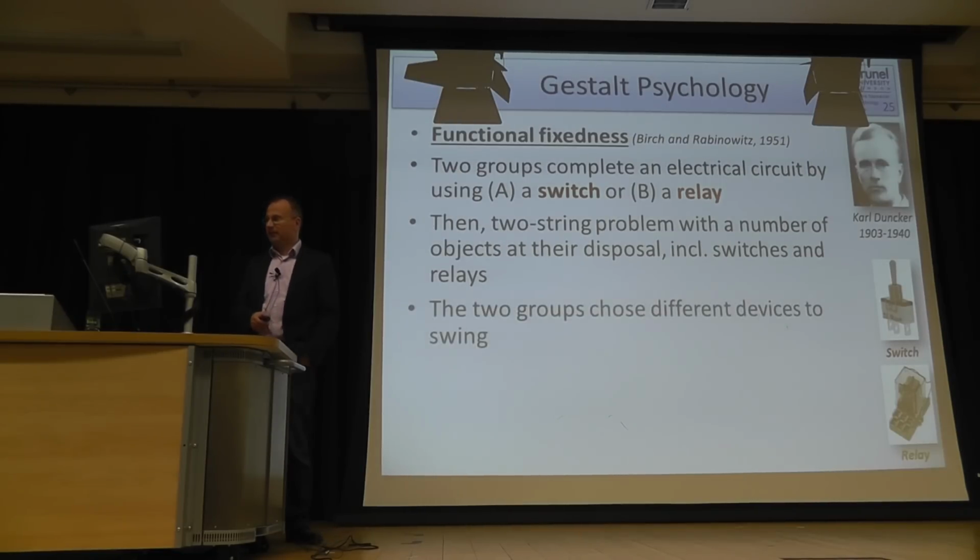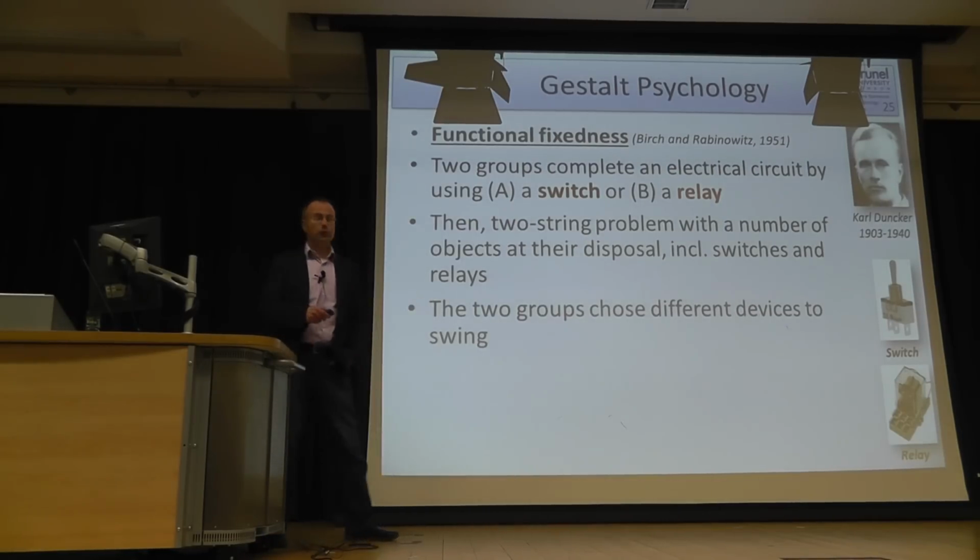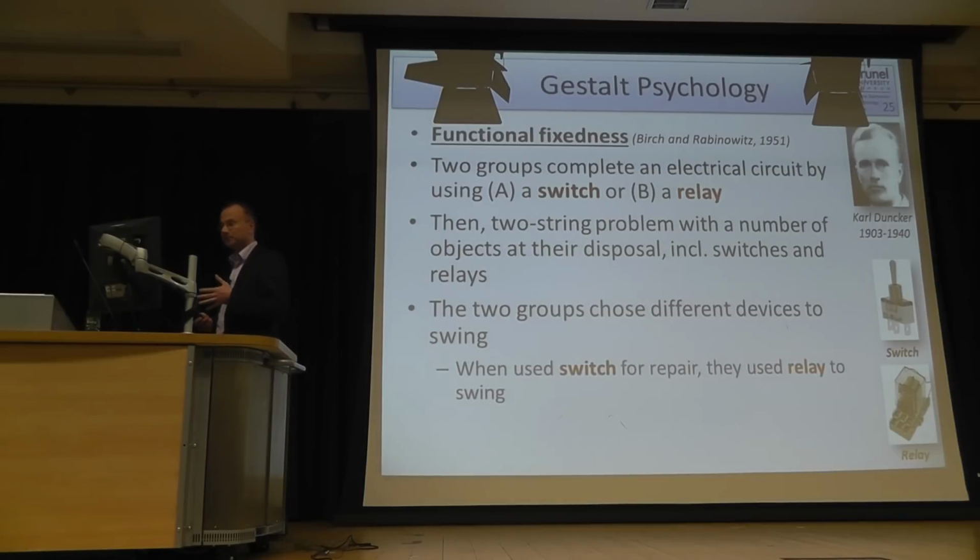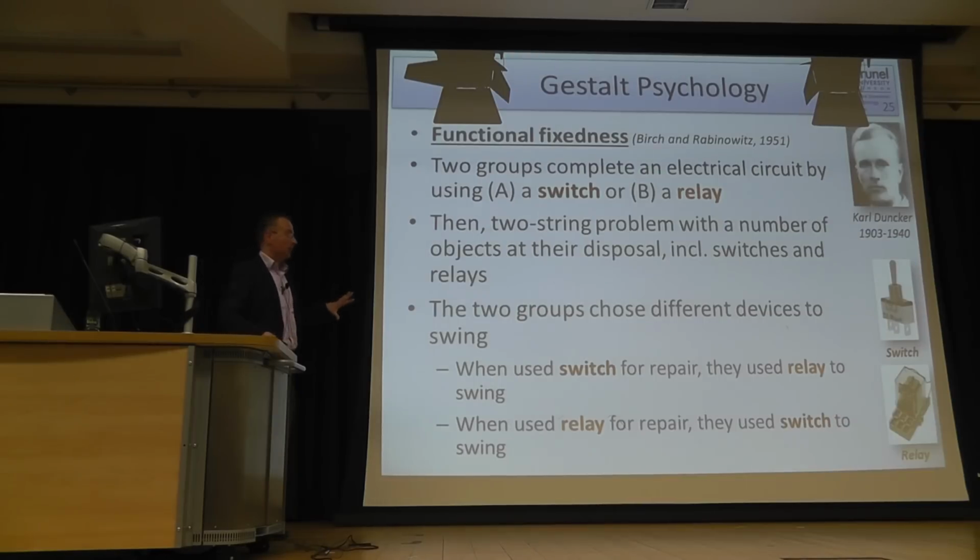Now, the interesting finding was that the two groups chose different devices to swing. The group who used the switch to complete the electric circuit was more fixed on the idea that a switch is really a switch, so they picked the relay to swing more often. The group which used the relay for completing the circuit more often used the switch for swinging. So using the item in its usual purpose increased the functional fixedness for that item, so that it was harder for them to see a new function of that.